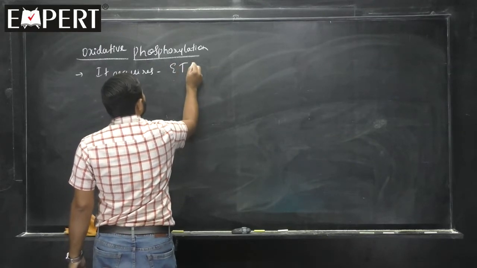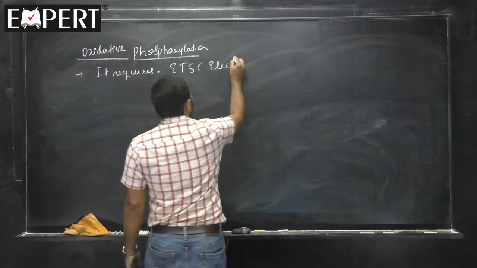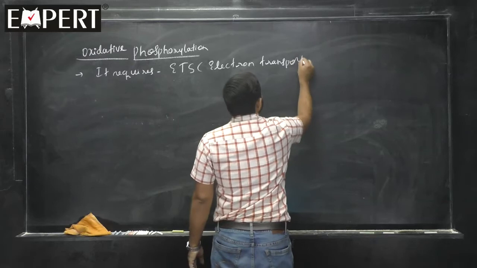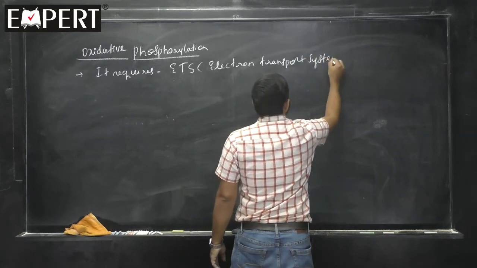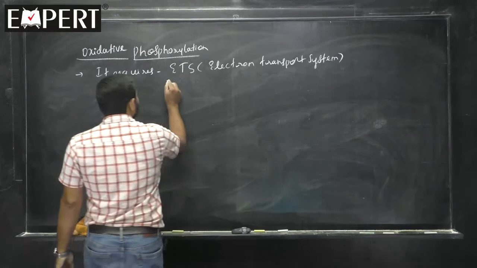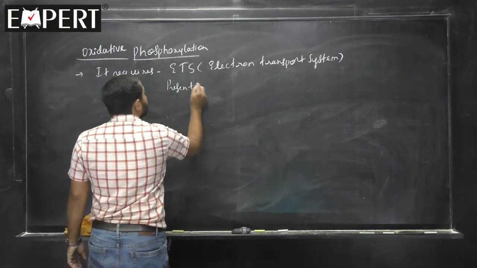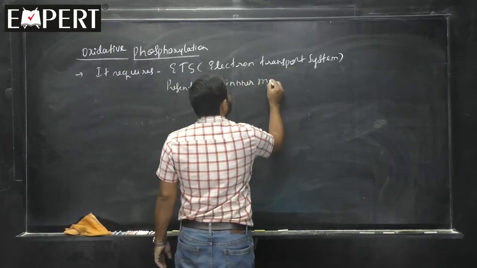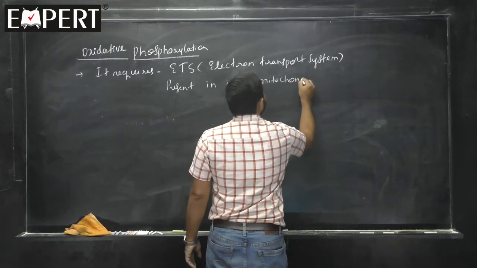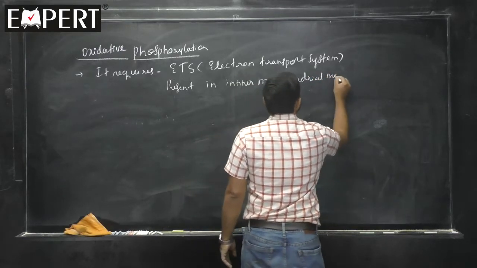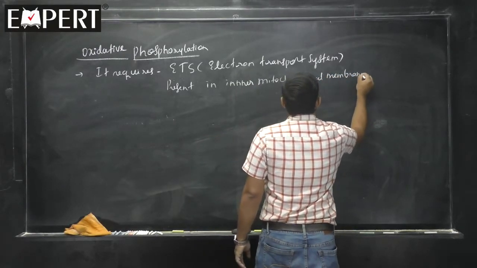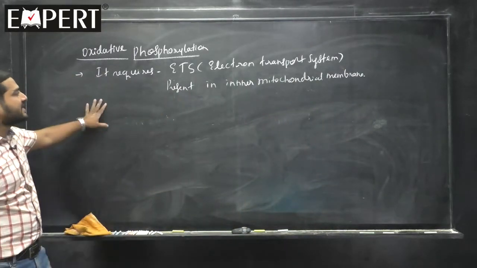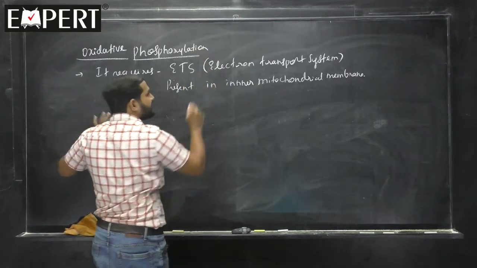electron transport system. It requires the electron transport system, ETS, present in the inner mitochondrial membrane. Yes. So, it is happening in the electron transport system present in the inner mitochondrial membrane. First important point over.